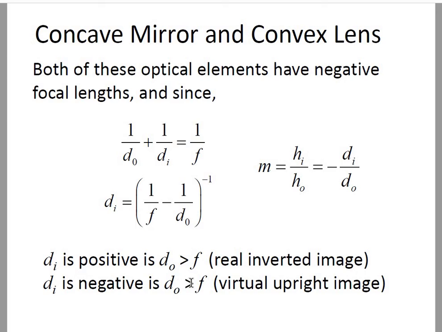But if DO is, that should be, that's wrong. If DO is less than F, that should say less than. Sorry, that's right there. You just need to put that less than F. I'll fix it. That should be less than F. If DO is less than F, then this becomes negative, and you have a virtual upright image. Okay. Now let's go on.